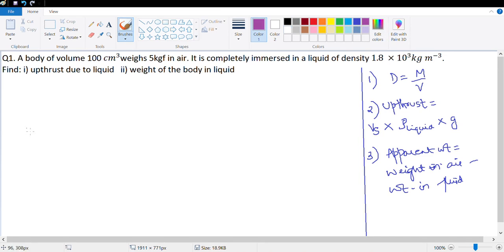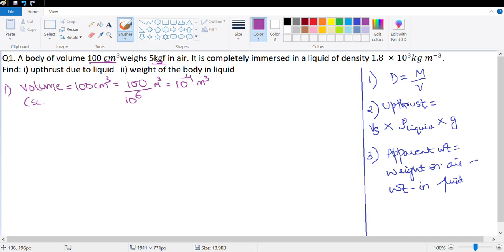Question 1. A body of volume 100 centimeter cubed weighs 5 kgf in air. So this is centimeter cubed and this is kg, which means I'll have to convert either kgf to gram force or I have to convert centimeter cubed into meter cubed. Let's convert centimeter cubed into meter cubed. So volume is equal to 100 centimeter cubed, which is equal to 100 upon 10 to the power 6 meter cubed, which is equal to 10 to the power negative 4 meter cubed. So that's the volume of solid.